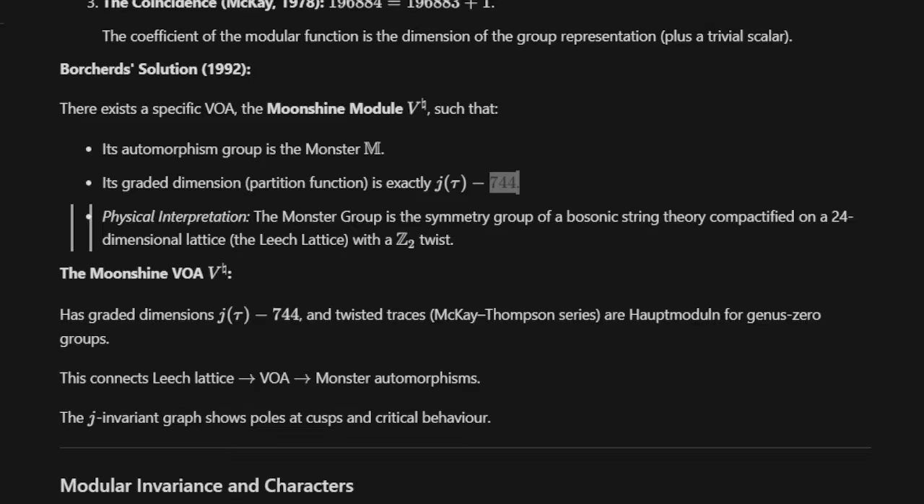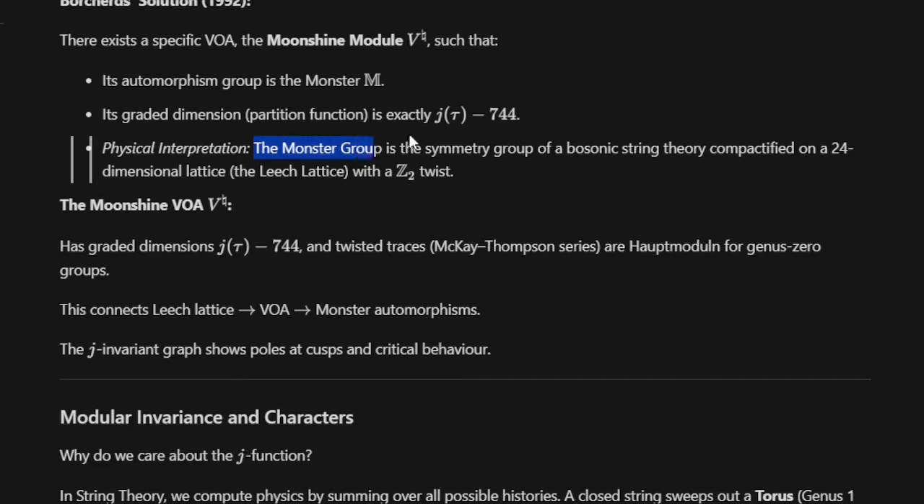So, it's kind of like a proto-physical interpretation, because of this mathematical algebraic structure that we've discovered. The monster group essentially is the symmetry of a bosonic string propagating on a 24-dimensional donut via the Leech lattice. Again, the monster group is a symmetry group of bosonic string theory compactified on a 24-dimensional lattice, the Leech lattice, with an integer mod 2 twist.